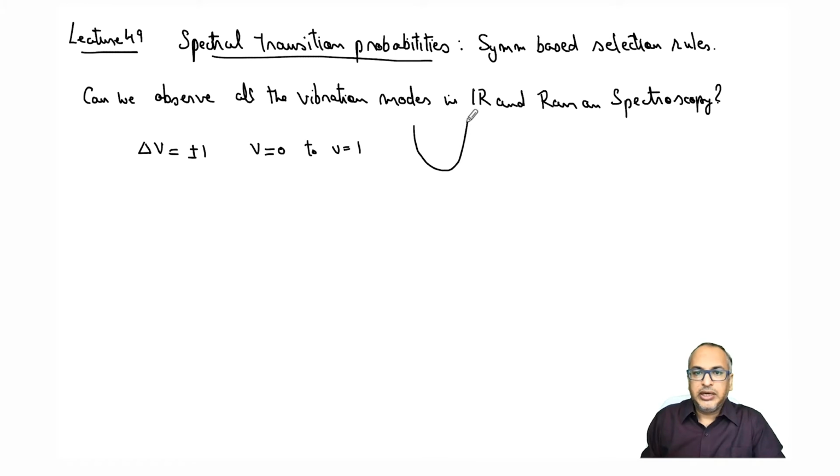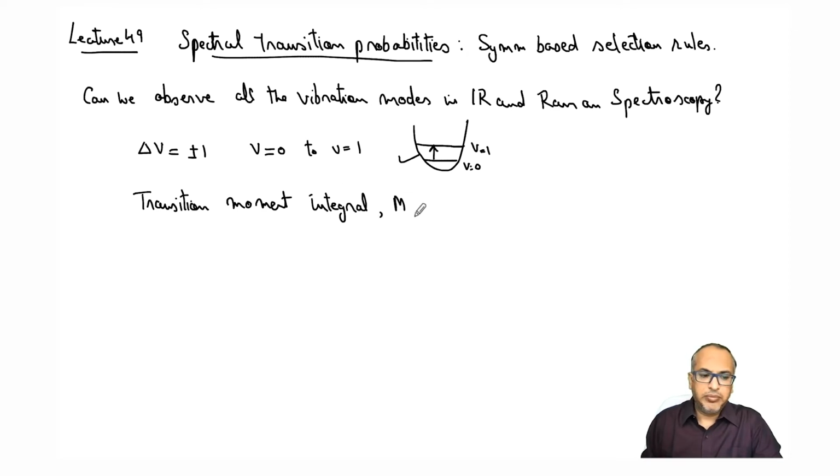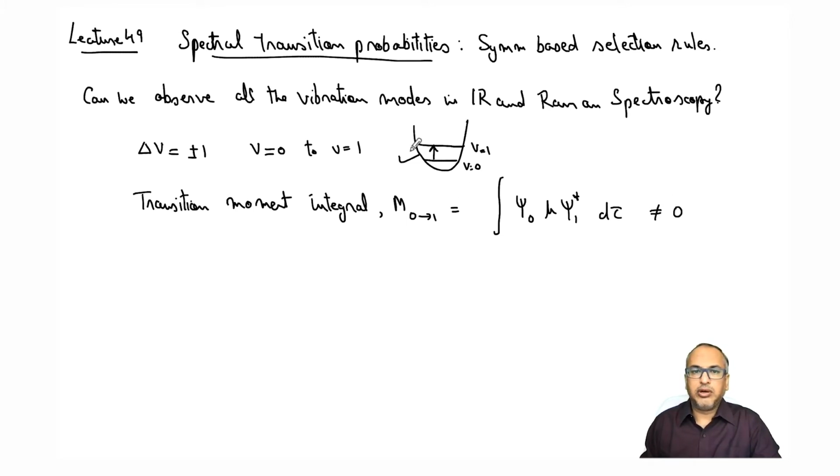So pictorially you can see that if this is my simple harmonic potential surface and this is v equal to 0, v equal to 1, then this transition is allowed. Now if I want to write the transition moment integral for this, we have already seen it, so I'm just repeating, but we will go into more details. The transition moment integral, M 0 to 1, will be given by the integral of psi 0 mu psi 1 star d tau, and this should not be equal to 0 for allowed transitions.